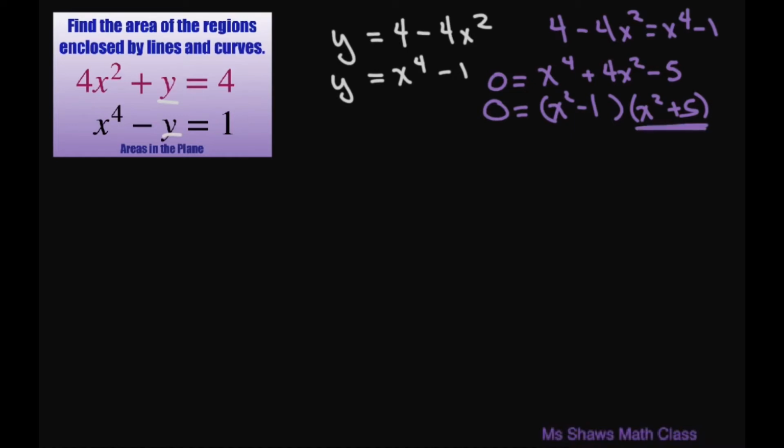These are complex solutions, so we're only going to deal with the real solutions. So we have x squared equals 1. So our points of intersection are going to occur at plus and minus 1. All right, since we have that, you normally set up your integral from -1 to 1.